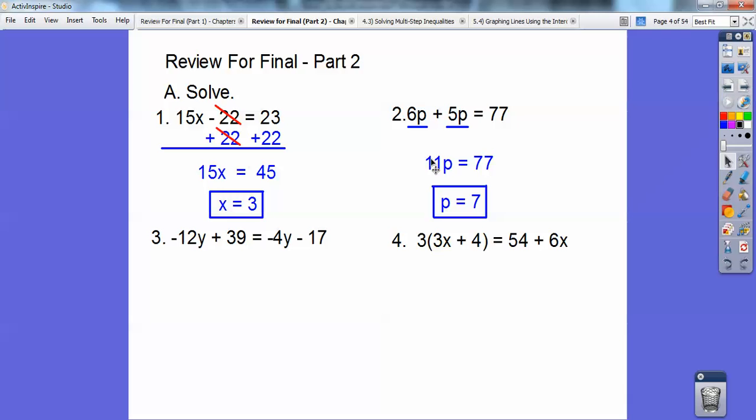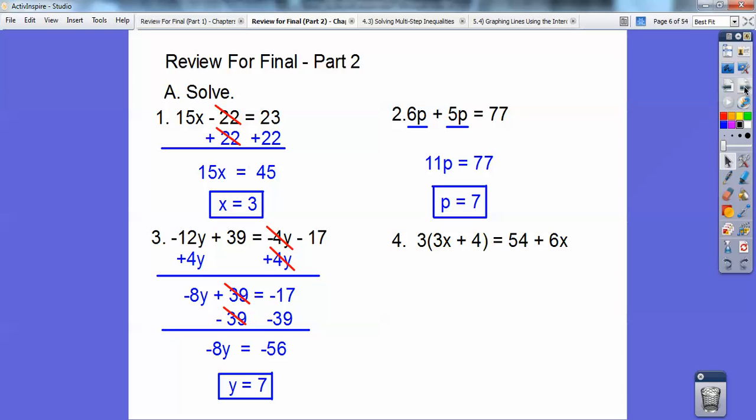Here I think I'm going to add 4 to both sides first. Let's see if I did the 39 also. No, I didn't. So negative 12 plus 4 is negative 8. Now I'm going to subtract 39 from both sides. Then negative 17 minus 39 is negative 56, so negative 8 goes into negative 56 7 times.